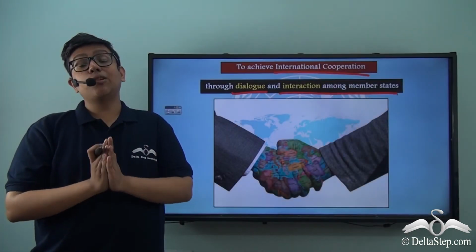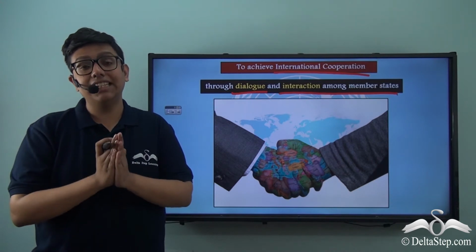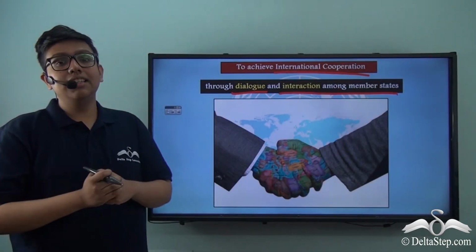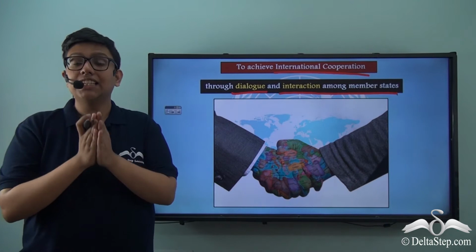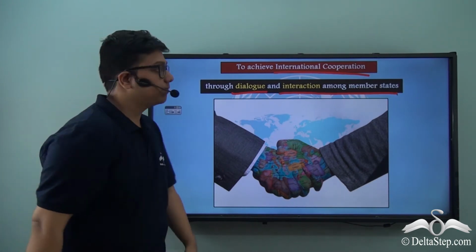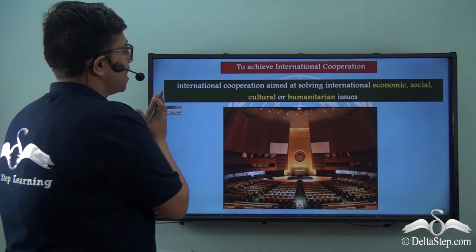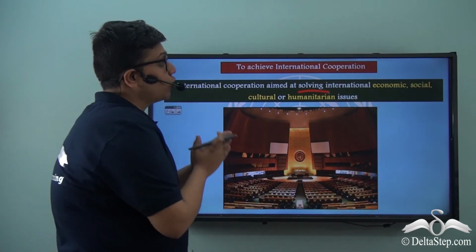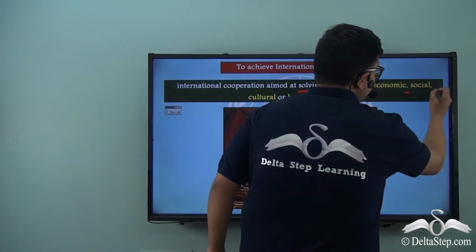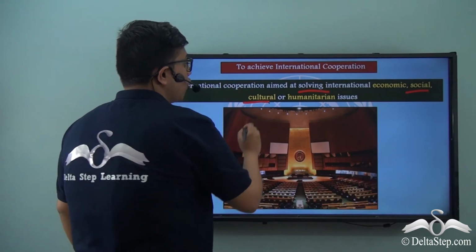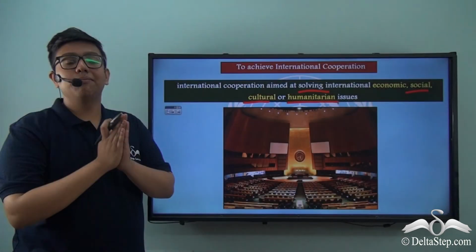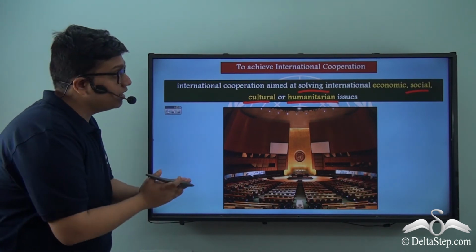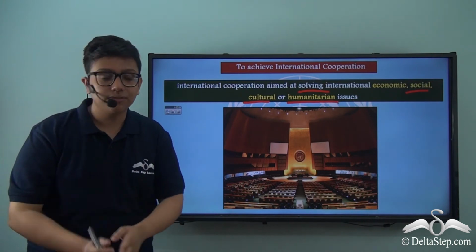Think of this like a classroom discussion where every student is representing a nation and they are all coming together to solve international problems. Similarly, the purpose of this international cooperation is also to solve the problems of the world. Particularly, this international cooperation of the United Nations is aimed at solving international economic problems, social issues, cultural threats, or humanitarian crises. And as mentioned before, the UN wishes to become the primary forum to achieve such international cooperation and to solve such global problems.